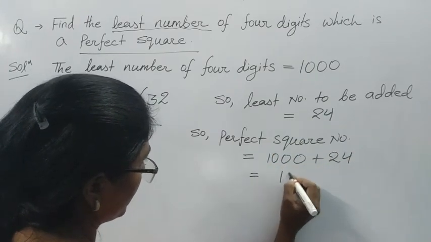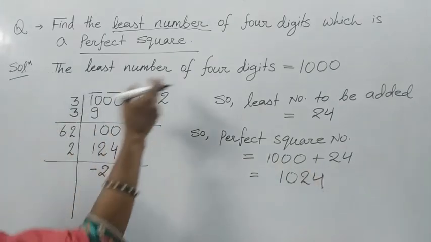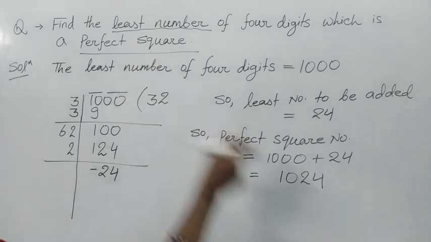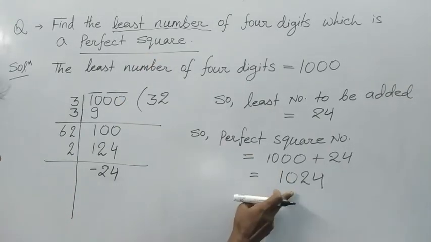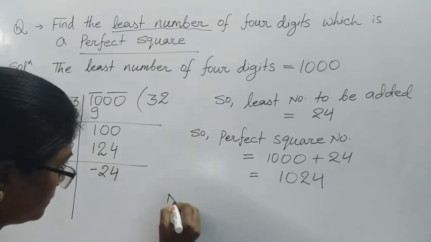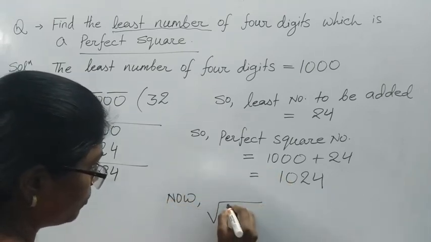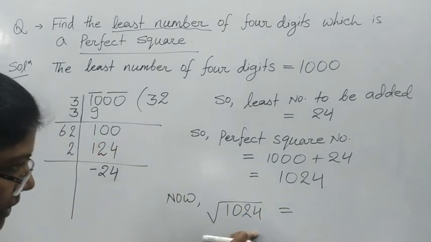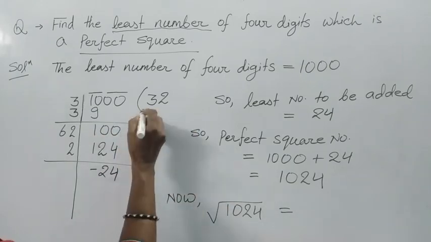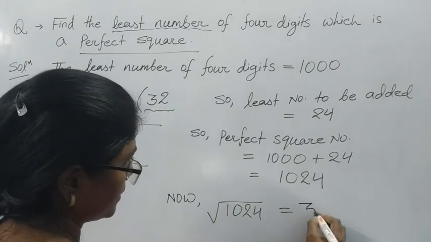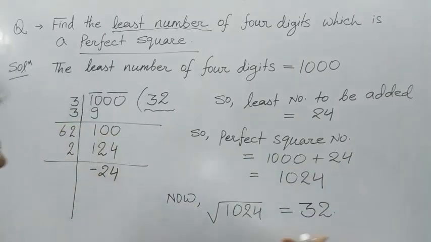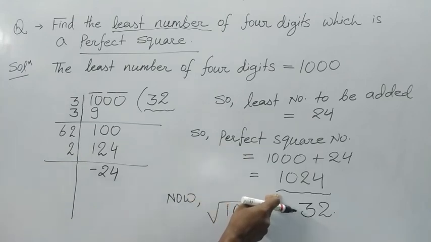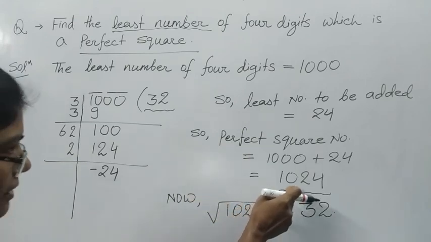So we have 1024. अब चूंकि यह square root निकालने नहीं बोला है, फिर भी steps को देखते हैं. हमारा answer तैयार हो गया यहाँ पर. अब हम इसका square root निकालते हैं. Now square root of 1024 is equal to, no need to find out again the square root, just write down the quotient as the answer. So square root 32 आया, and this is the perfect square number, and it is the least number of 4 digits which is a perfect square.